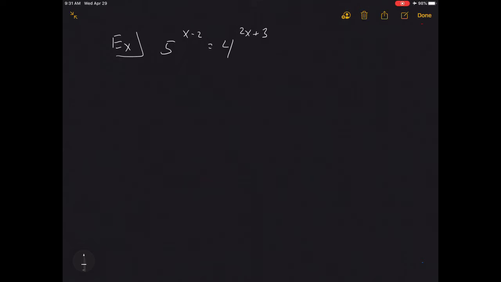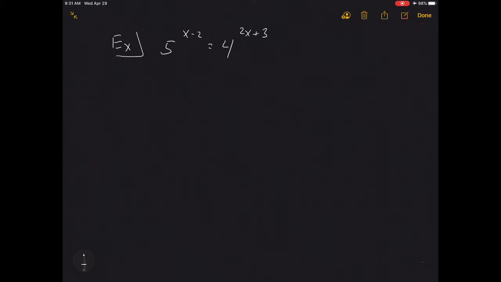Okay, 5 and 4 are different. And I cannot write 5 and 4 as a common base. I can't break those things down into something that has the same base. So this one's going to be a little bit more involved. I can't just rewrite this as a log because I can't solve just for one of the exponential equations.